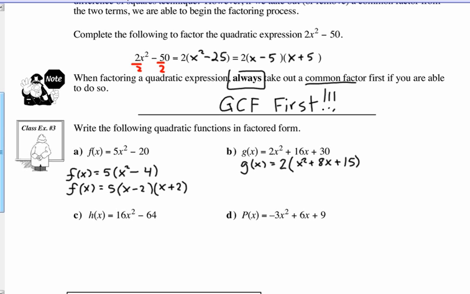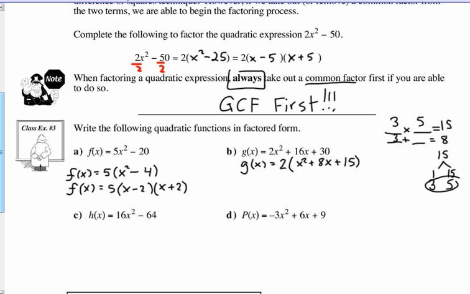So how would you factor a simple trinomial? 2 numbers that add to the middle, multiply to the last. So multiplies to 15, adds to the middle. Okay, what are our 2 numbers? How can we multiply to 15? 1 and 15, 2 and, nope, 3 and 5. Which one adds to 8? 3 and 5.